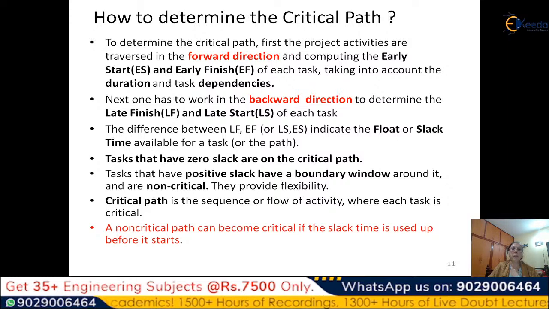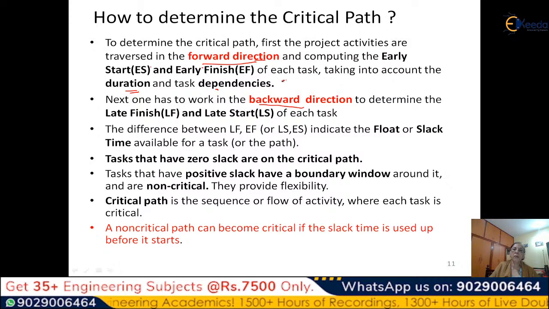To determine the critical path, we have to draw the network, the project network, or the activity network, or the precedence network, and we have to do two passes. One is called the forward pass, or the forward direction. We have to traverse the activities in the forward direction, and then we have to do the backward direction. When we do the forward direction, we have to compute the early start and early finish of each task by taking into account the duration and the task dependency.